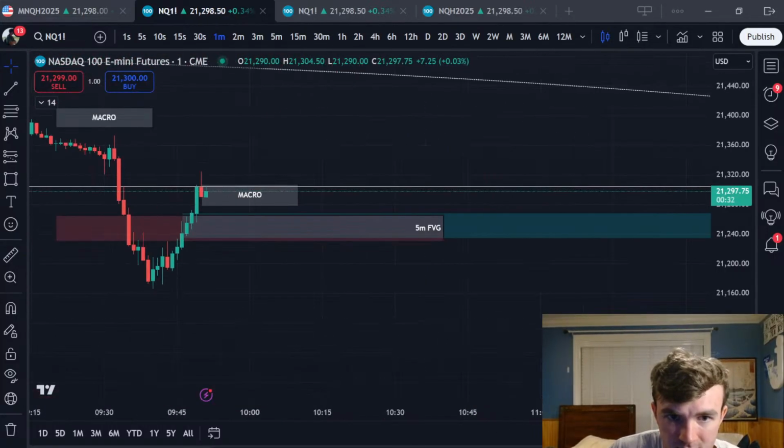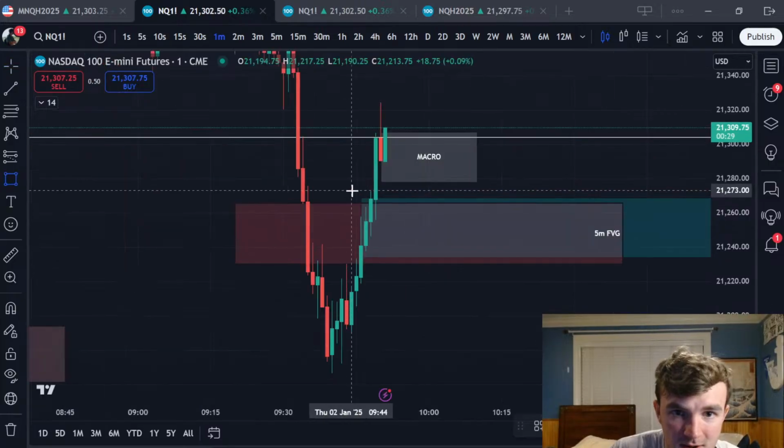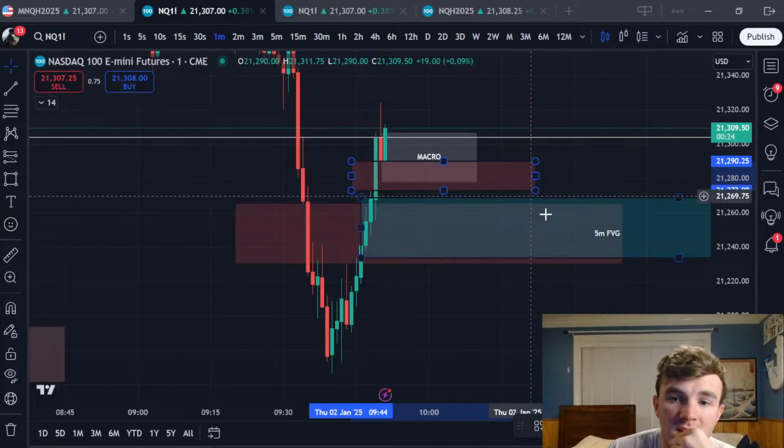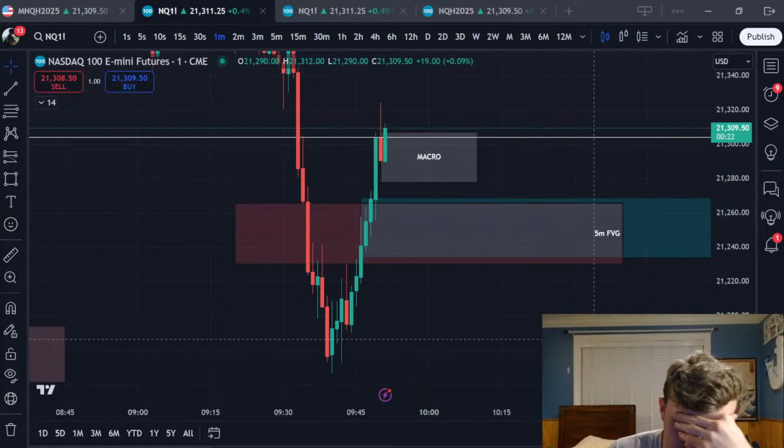So we could get an inversion here, and then that could be a possible entry, but I don't know, man. I'm not interested in taking it. I need it to be high probability, like really high probability.